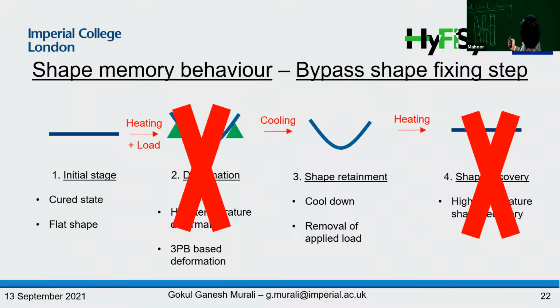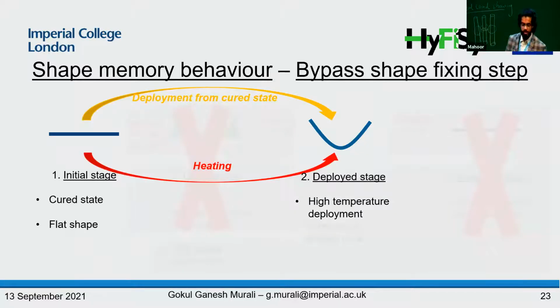So we need to eliminate these two steps and directly go from an initial cured stage to a deformed deployed stage. To create this, we need to have some kind of stress formed within the composite just by curing it. How do we do that? We can look at generating residual stress within these composites.